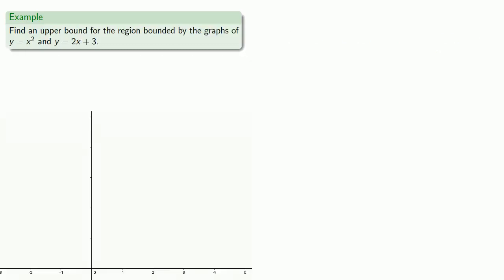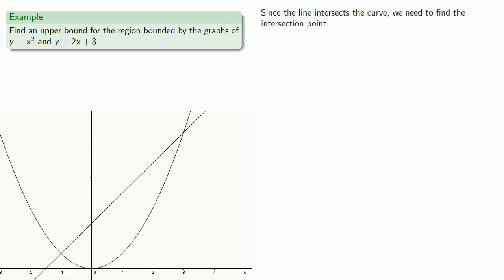How about a figure bounded by two graphs, y equals x squared and y equals 2x plus 3? Again, it'll probably help to draw a picture, so we'll sketch those two graphs. And we see that our line intersects the curve, and so we should find the intersection point. Since y equals x squared and y equals 2x plus 3, we can find the intersection point by setting x squared equal to 2x plus 3, and this gives us an equation we can solve.